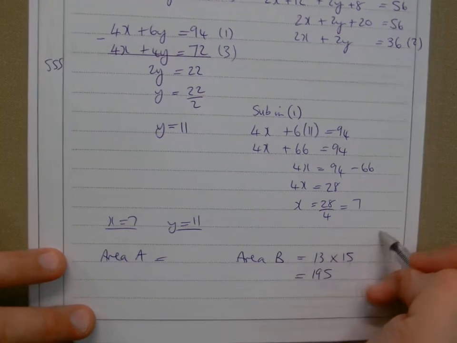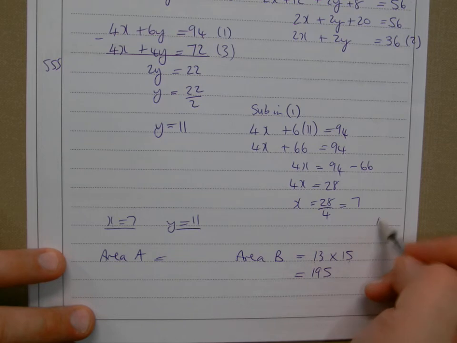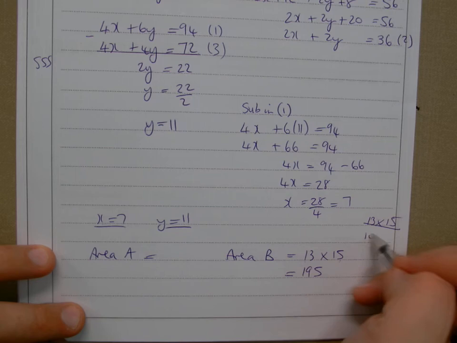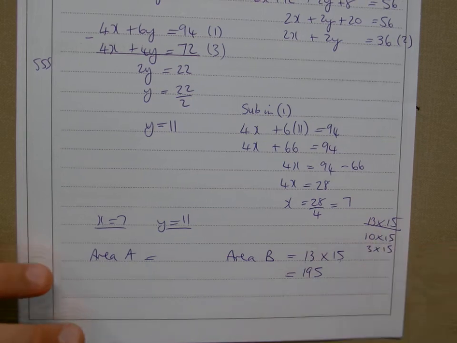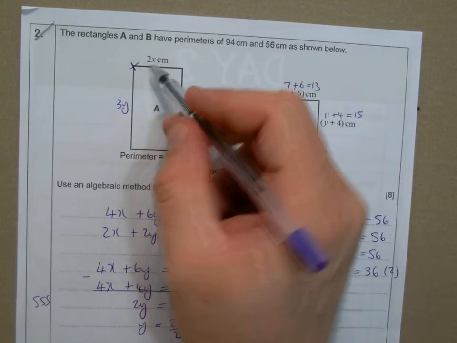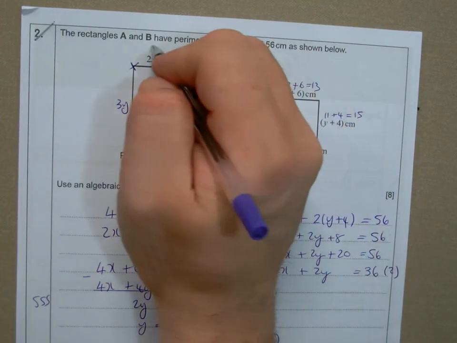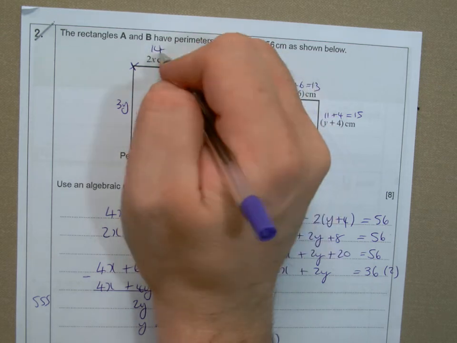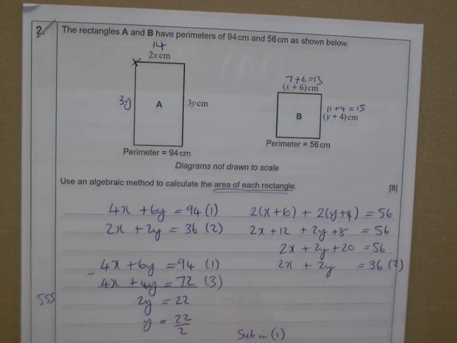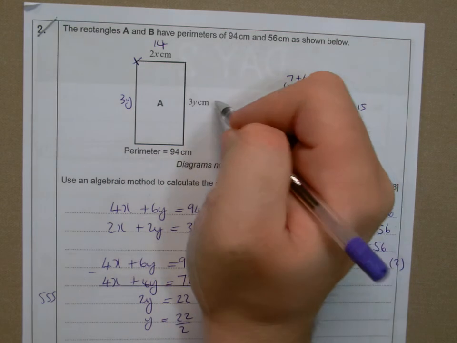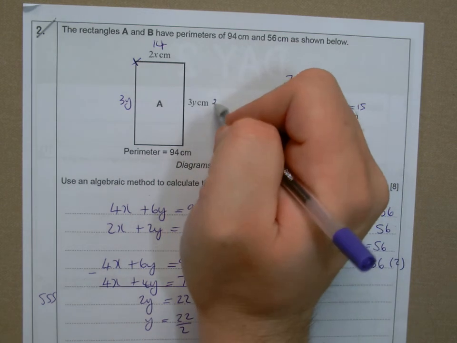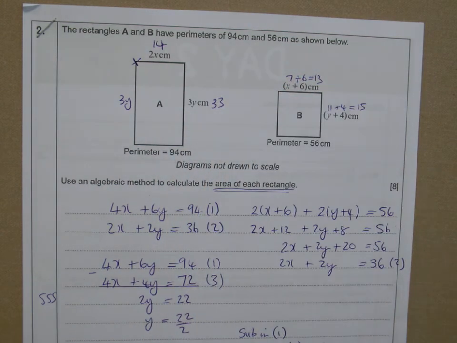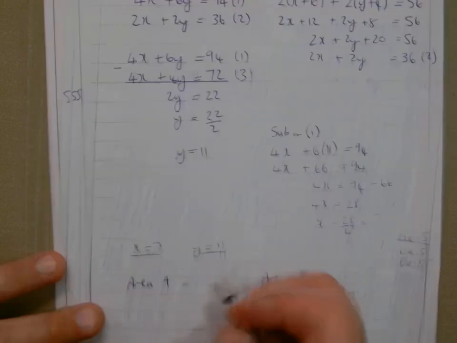If I talked a bit quick there, just appreciate you could write it by the side here and split it up, and just realise you're doing 10 times 15 and 3 times 15. You're just splitting up that 13 there, and you get to the answer. Area A: well, if x is 7, then 2x will be 14, and if y is 11, 3y will be 33. So we've got to do 14 times 33 there.